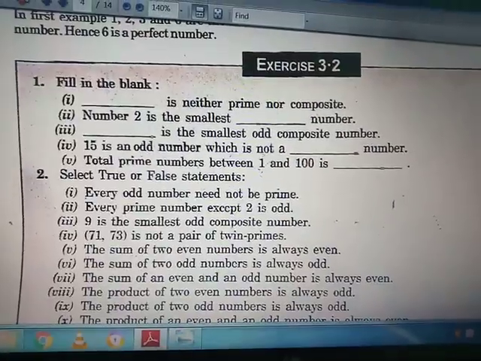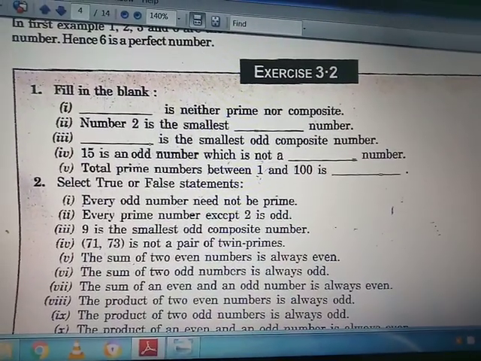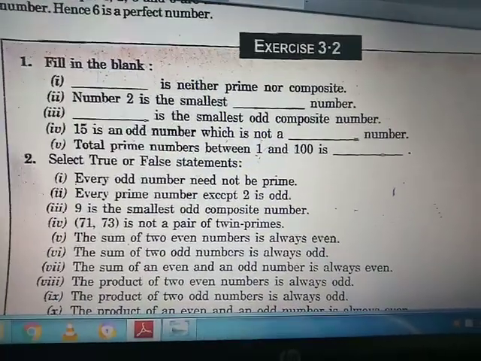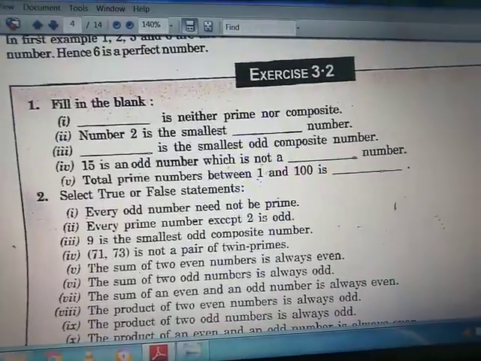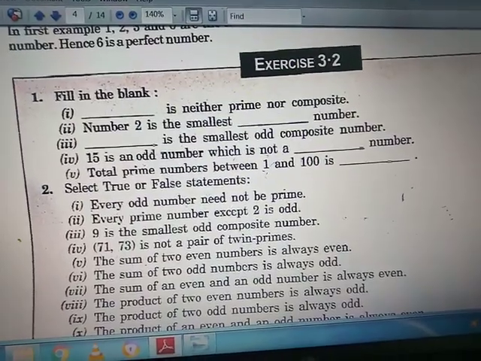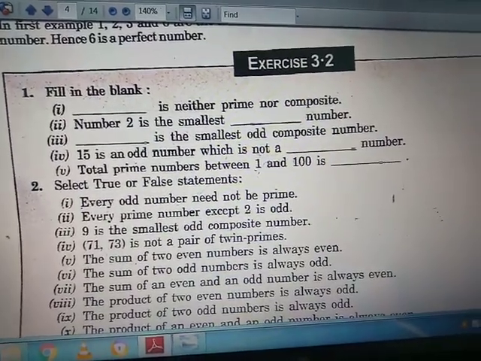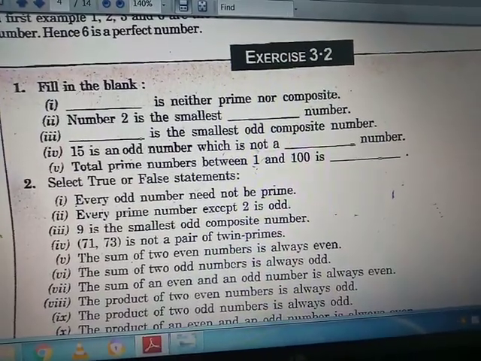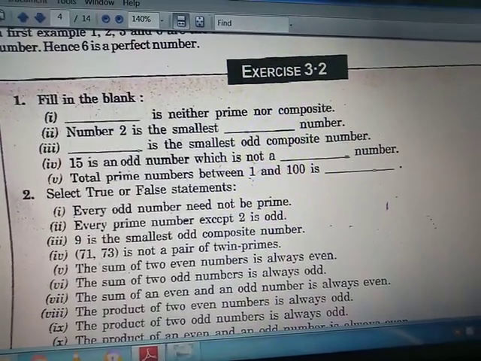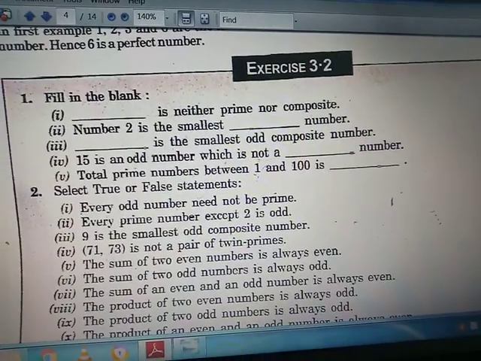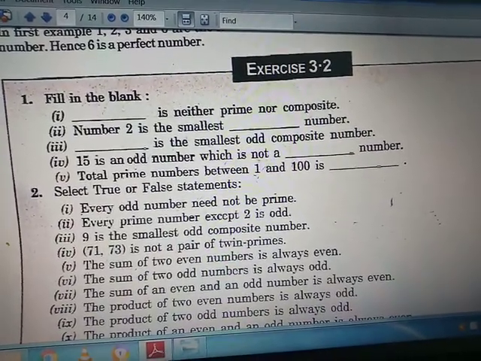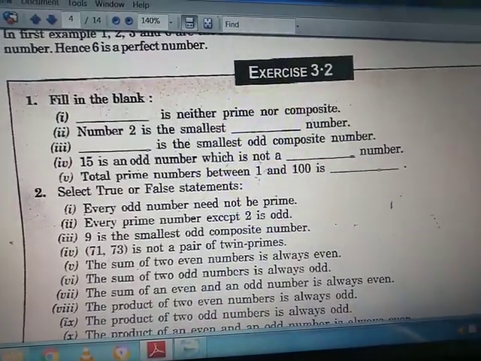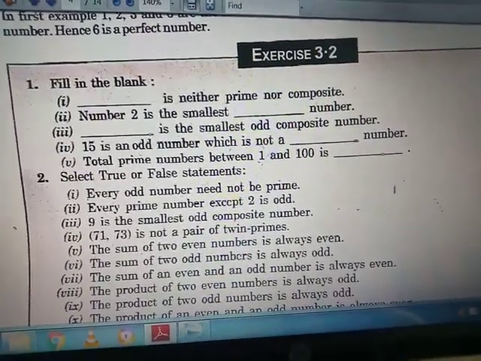Here, fill up 4: 15 is an odd number which is not a prime number, because 15 has factors 1, 3, 5, and 15. So basically 15 has 4 factors. That's why it is not a prime number, because prime numbers have only 2 factors, that is 1 and the number itself.